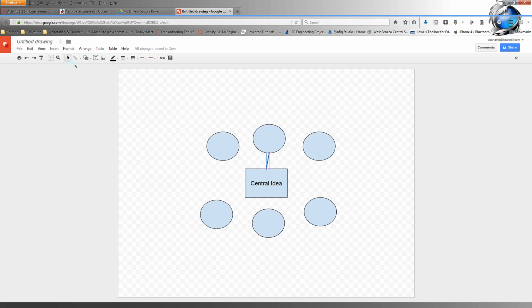If you move the circles around, that line is going to stay attached to the 2 shapes. So if you have to rearrange things, you won't have to adjust the line.